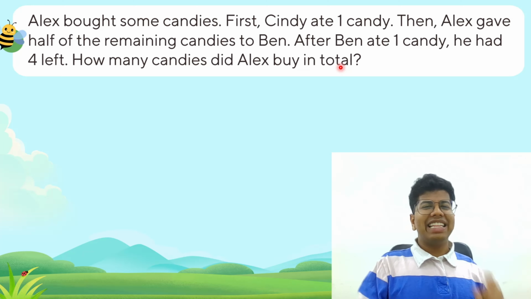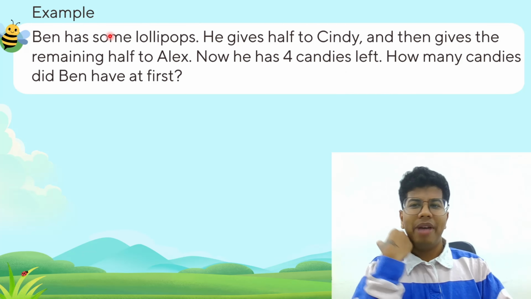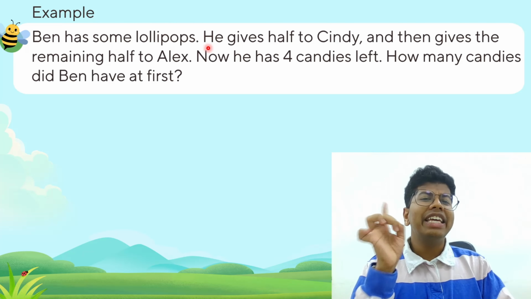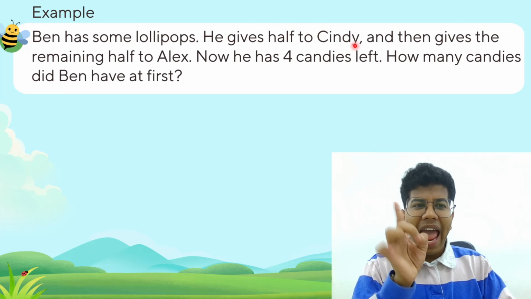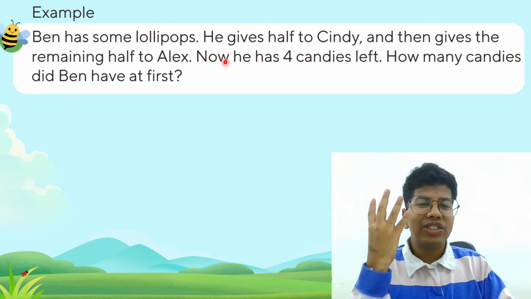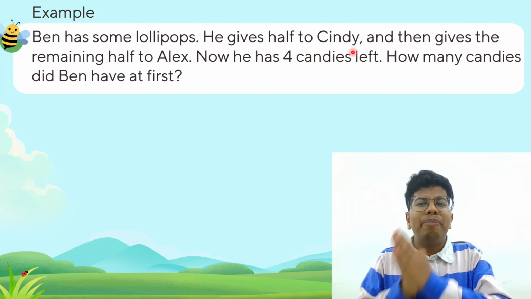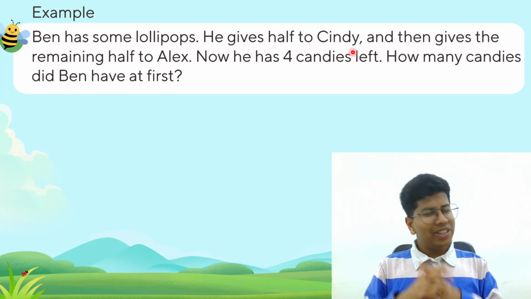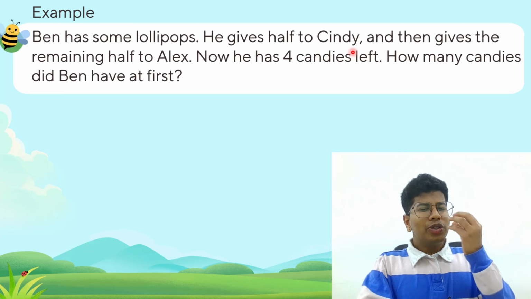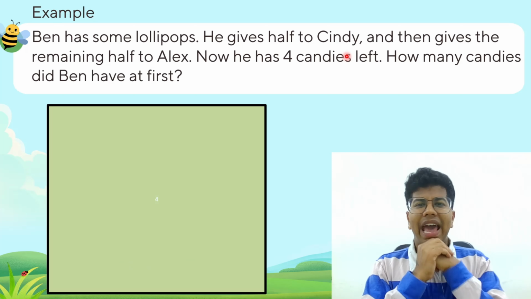Let's try to understand this using an example here. Here the example is about Ben. Ben has some lollipops. We don't know how many. Then he gives half to Cindy and then gives the remaining half to Alex. Now he has 4 candies left. The question is, how many candies did Ben have at first? So the similar type of question, but here we don't know the number. So let's just imagine that this is the total number of candies Ben has.